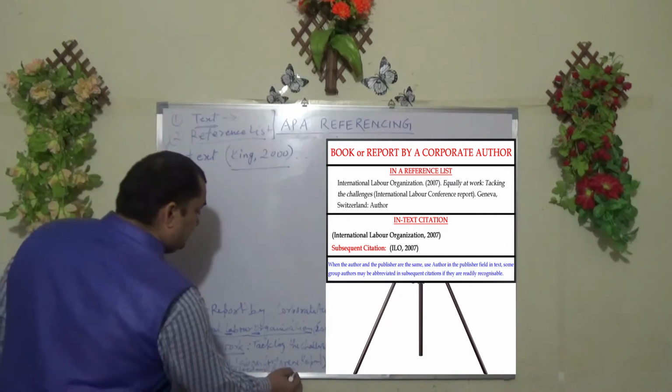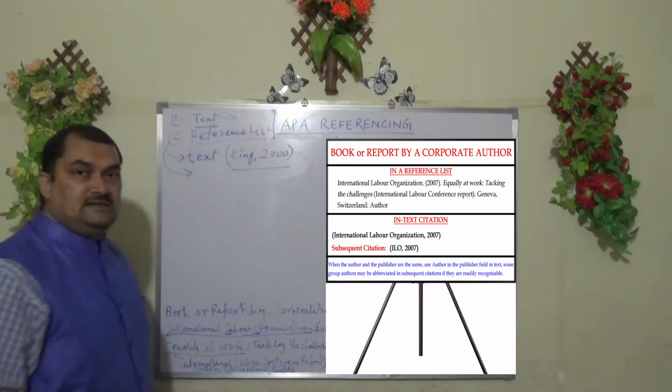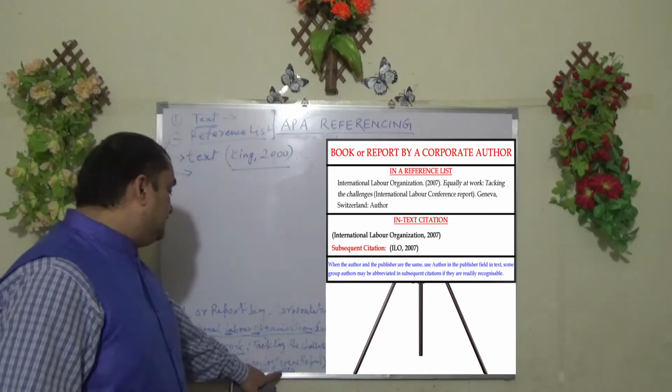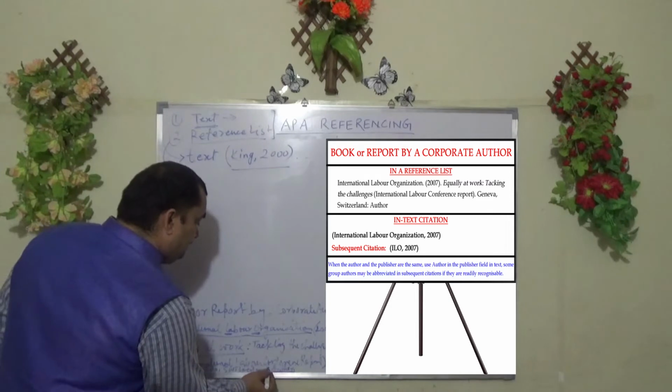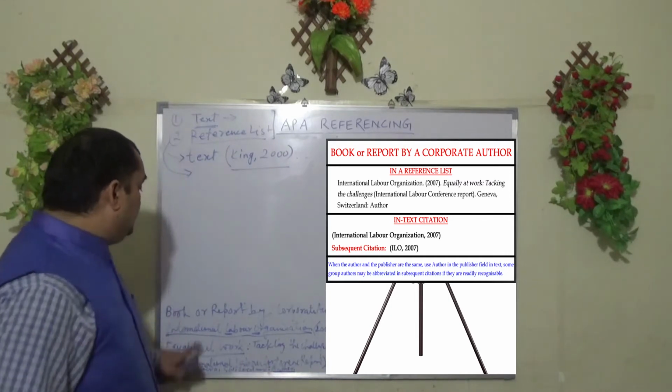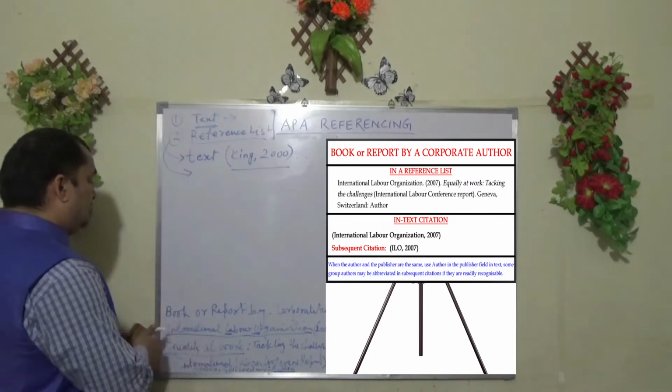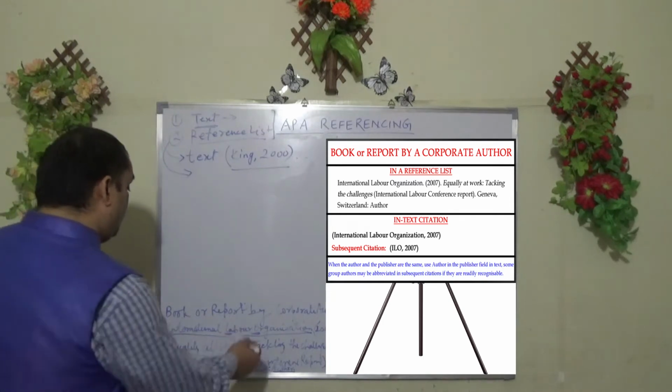Then the publisher. If the publisher name and author are both the same, then in place of the publisher we write Author, and then dot, and separate it with the colon here. So this is the case of the report which is written by any corporate body.